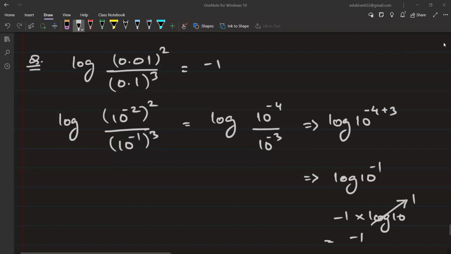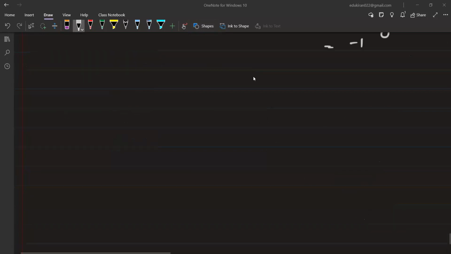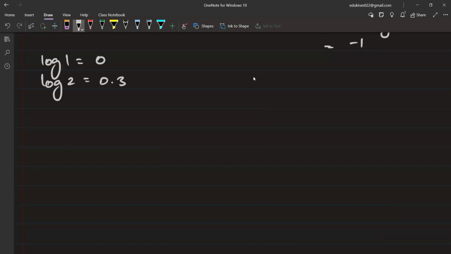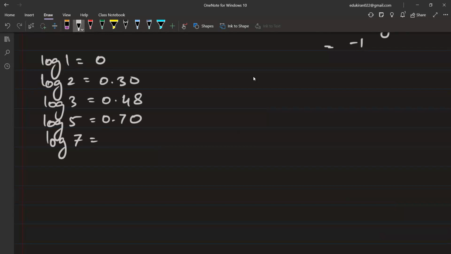ठीक है. Now write a few things more. There are 4 log values that we have. एक तो आपको पता ही होगा, log 1 is equal to 0. ठीक है. log 2 is equal to 0.30. ये आपको याद रहना चाहिए. log 3 is equal to 0.48. ये आपको याद रहना चाहिए. log 5 is equal to 0.70. ये आपको याद रहना चाहिए. एंड log 7 is equal to, इसका रिवर्स कर दीजिएगा, 3 का रिवर्स, 0.84. ठीक है. ये बेसिकली 4 लॉग वैल्यूज हैं जो आपको याद रखनी चाहिए.